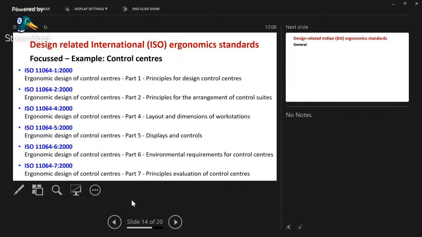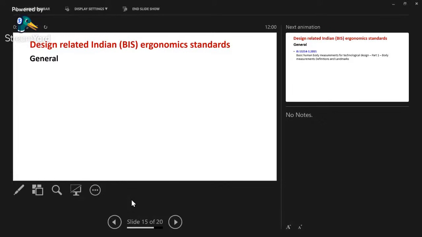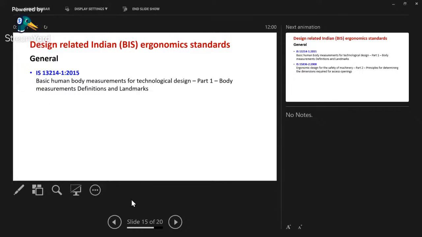Similarly, we have design-related standards in India. The general one, for example, is IS 13214. It's a counterpart of the ISO 7250 standards, which is set for anthropometry. So we have the body dimensions, we have the body dimensional data, and we have not come to part 3 yet. But the methods of measurement are there in IS 13214.